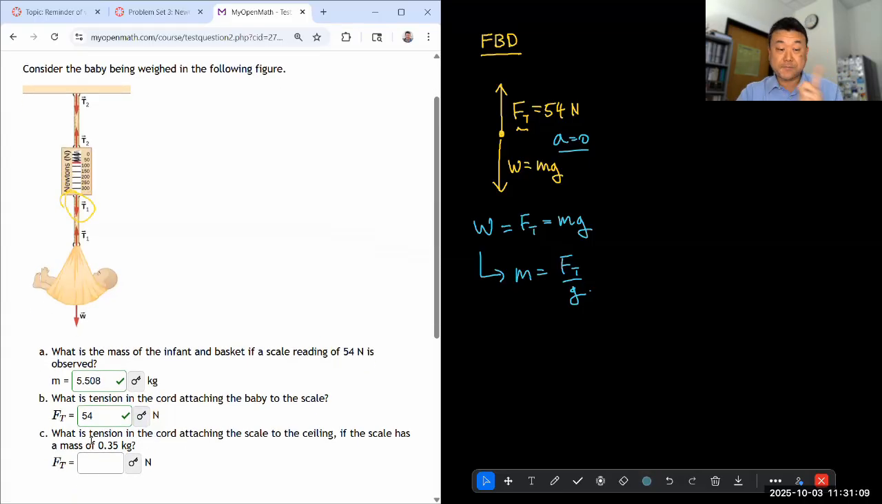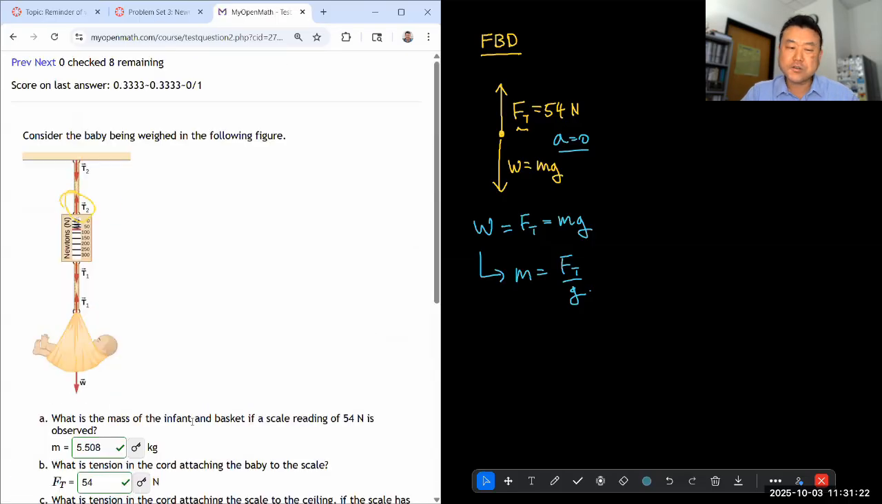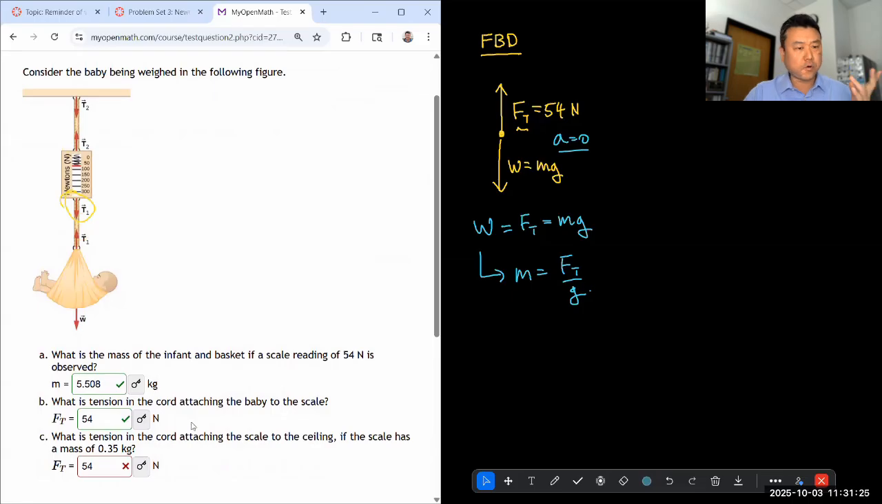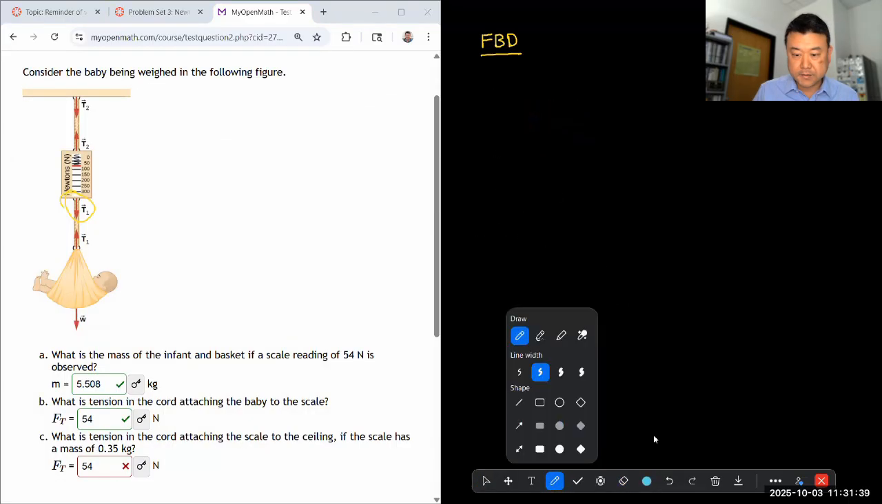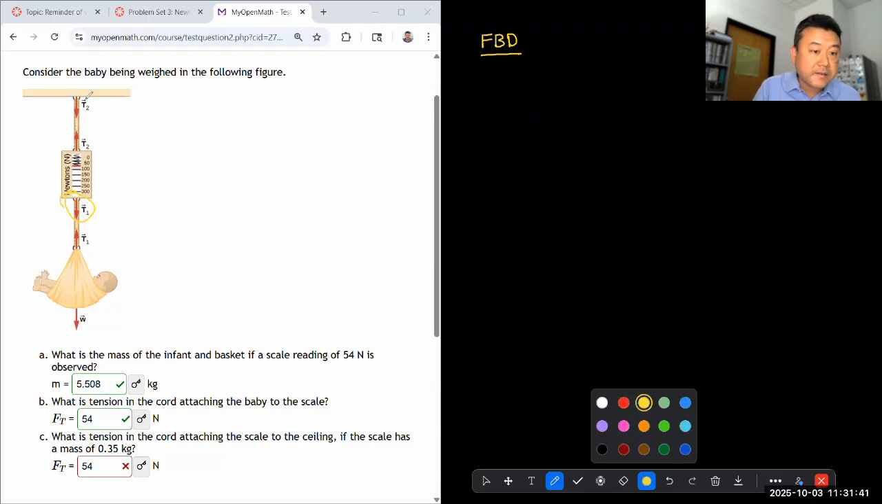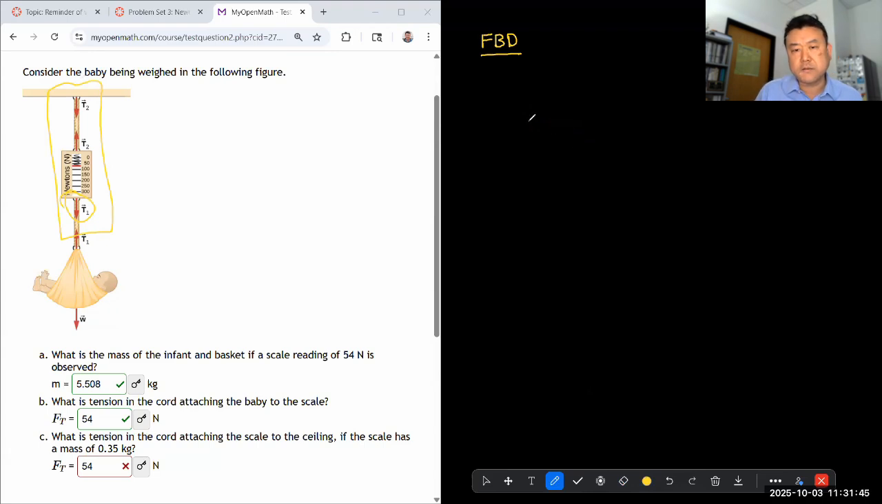Now the next part is potentially complicated because it's asking what is the tension in the cord attaching the scale to the ceiling if the scale has some mass. If you're thinking, oh, shouldn't it be the same? No, this is where you probably should draw a free body diagram to correctly analyze the picture here. So let me draw a free body diagram of the scale. The diagram that's drawn here is not a free body diagram because it's missing some forces.